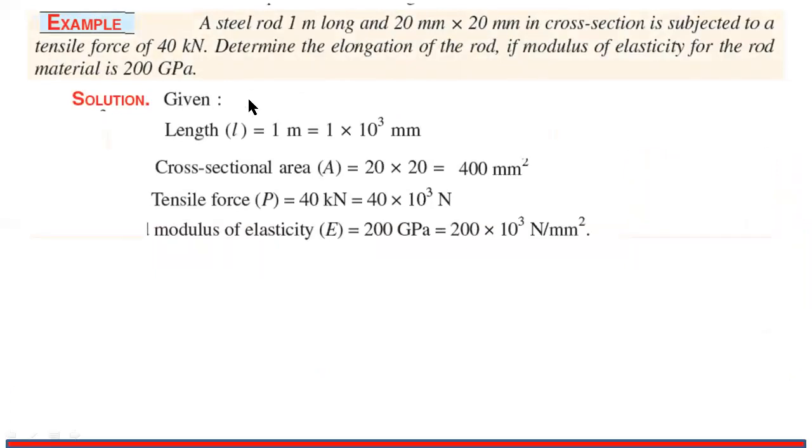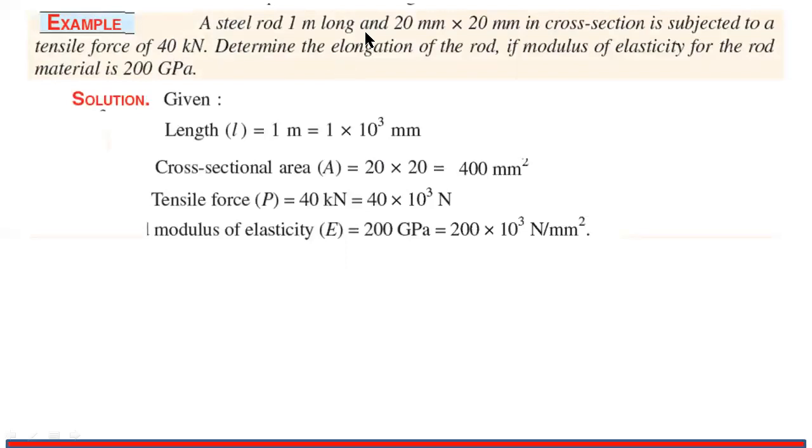First problem is a steel rod 1 meter long and 20 mm by 20 mm in cross section is subjected to a tensile force of 40 kilonewtons. Determine the elongation of the rod if modulus of elasticity for the rod material is 200 gigapascal. Okay, this is the question.